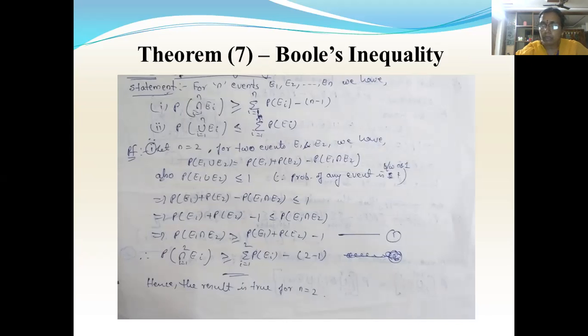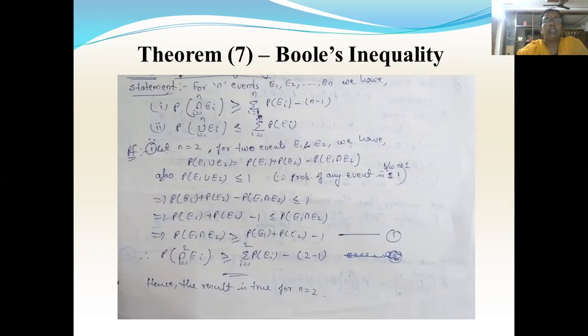We have discussed earlier in the previous sessions how to prove these general theorems. So what is the principle of mathematical induction? We have to prove that it is true for n equal to 2 events. Assume it is true for n equal to r events. Then we have to prove that it is true for n equal to r plus 1 events. That is the principle of mathematical induction.